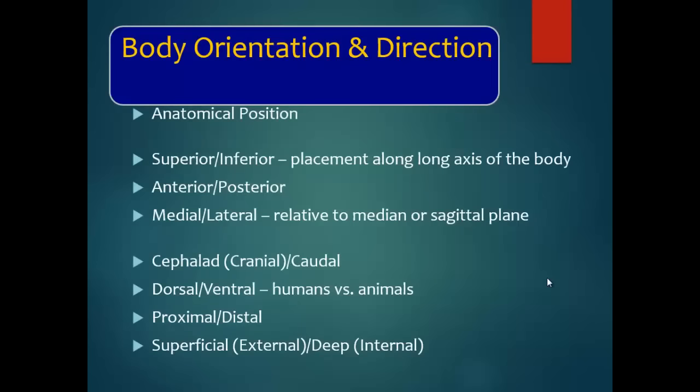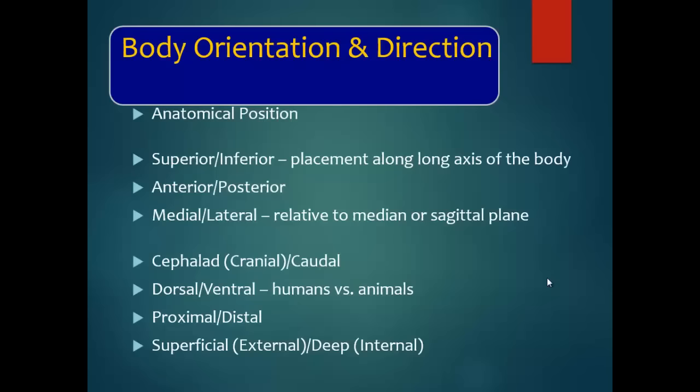Now, in describing the body orientation and direction, we then have terms that are going to be given in relation to something else. So I could say the head is superior to the neck. Conversely, I could say the neck is inferior to the head. Anterior refers to the front of the body. Posterior refers to the back. Medial and lateral are a little bit different. What they refer to is the midline of the body. So when something is called medial, it's closer to the midline than something that is lateral to that.